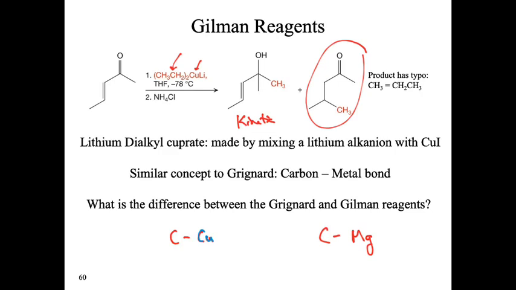What is the big difference? Electronegativity. There's a significant difference in electronegativity. Copper's more electronegative than magnesium. What does that mean? If copper is more electronegative, what is it doing to the electrons in that bond? It's pulling them towards it, which means the carbon's becoming less negative. Less negative means less nucleophilic, which means it becomes just strong, not stupid strong.